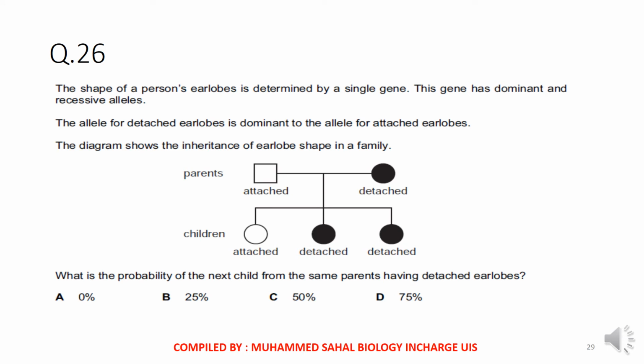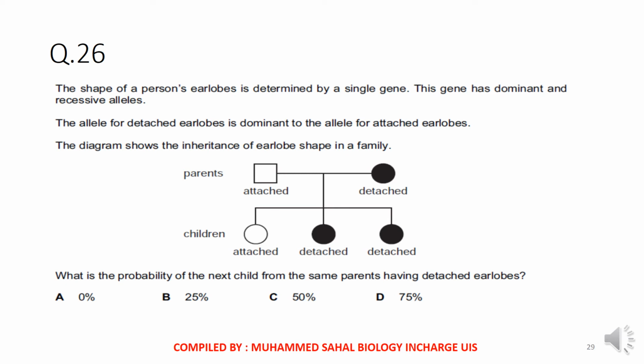The shape of a person's earlobes is determined by a single gene. This gene has dominant and recessive alleles. The allele for detached earlobes is dominant to the allele for attached earlobes. The diagram shows the inheritance of earlobe shape in a family.